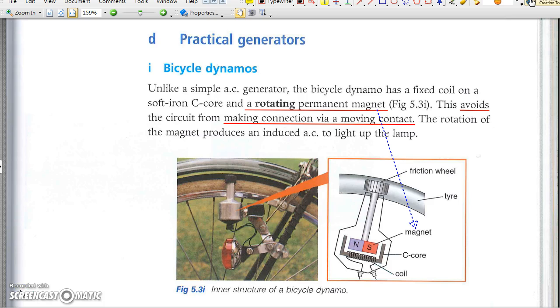D. Practical generators. 1. Bicycle dynamo. A bicycle dynamo has a fixed coil and a rotating magnet. A fixed coil avoids frequent connection through a movable contact and hence avoids sparks being produced.